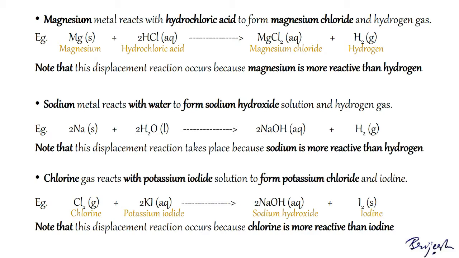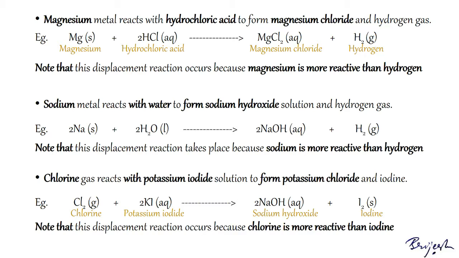Example 8. Sodium metal reacts with water to form sodium hydroxide solution and hydrogen gas is released. So this displacement takes place because sodium is more reactive than hydrogen, as you can see in the chemical reaction mentioned. Next example, chlorine gas reacts with potassium iodide solution to form potassium chloride and iodine. So this displacement reaction occurs because chlorine is more reactive than iodine.